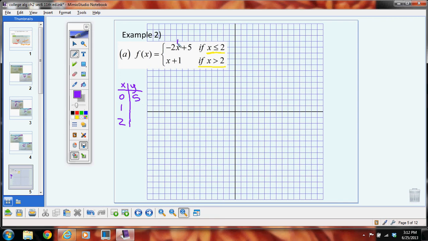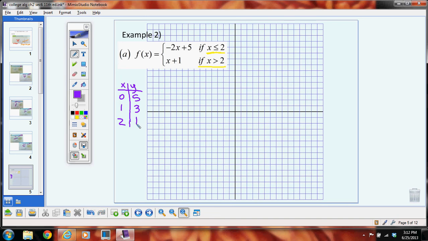If I plug in 1, negative 2 times 1 is negative 2. Negative 2 plus 5 is 3. So y would be 3. If I plug in 2, negative 2 times 2 is negative 4. And negative 4 plus 5 is 1. So this one would be 1.